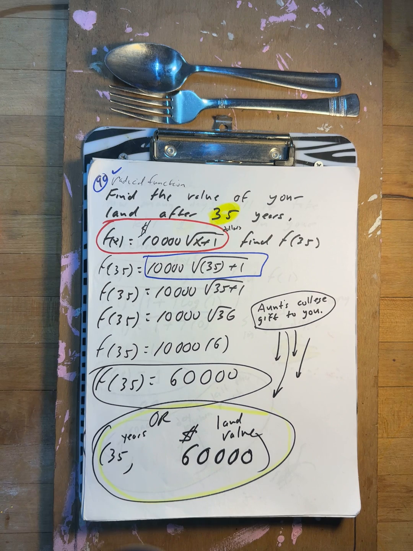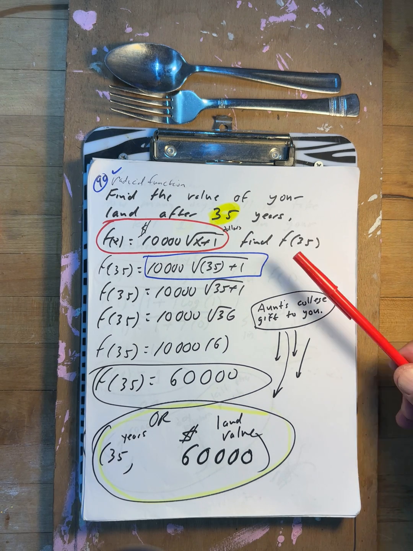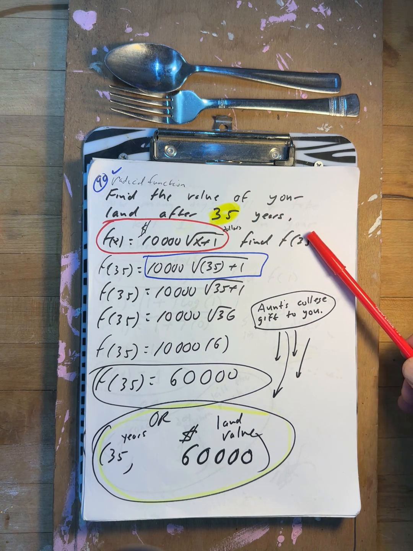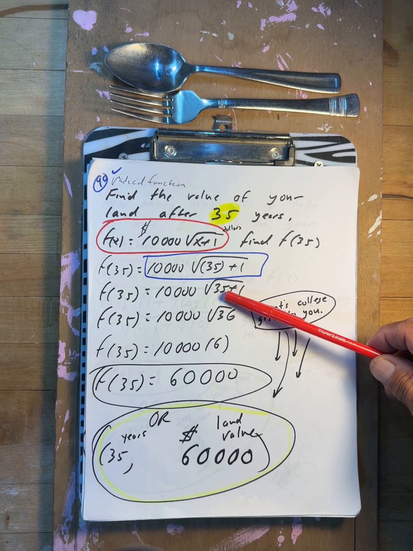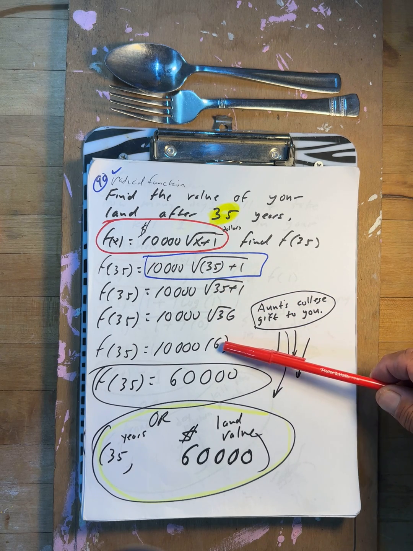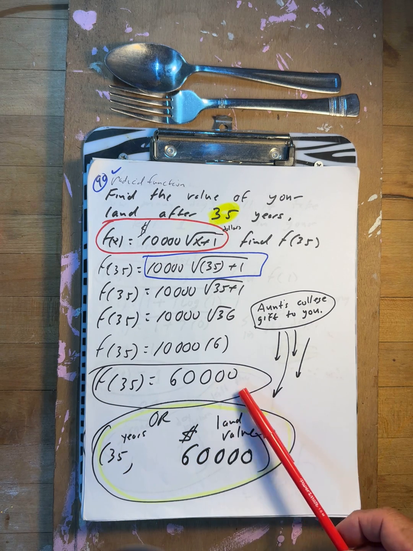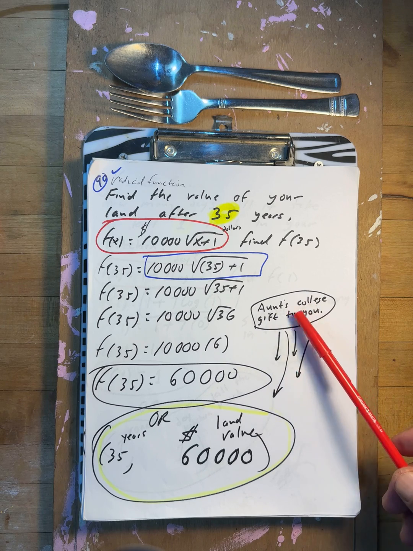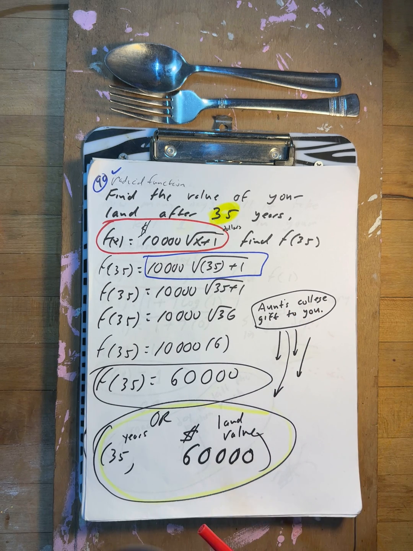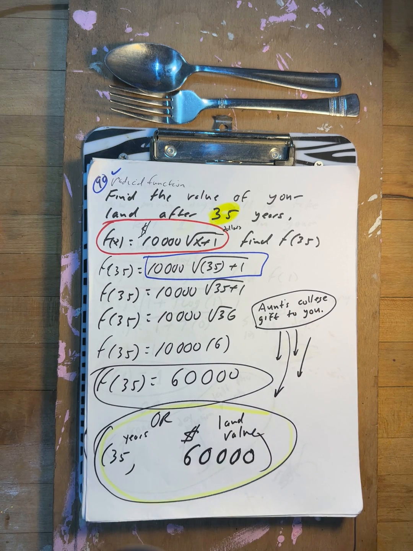All right. Find the value of your land after 35 years. Put it in there. 35 plus 1 is 36. Square root of 36 is 6. 6 times that is 60,000. After 35 years, guess what? $60,000 value for the land. Think of it as your aunt's college gift to you. Go to college, 35 years later, it's worth $60,000.